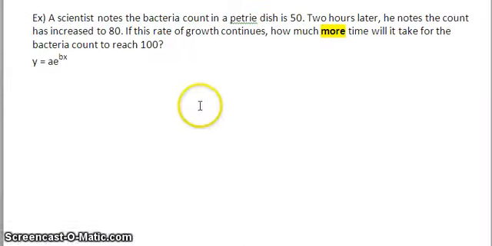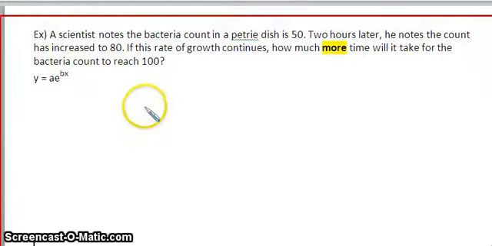Alright, so we have a scientist who notes that the bacteria count in a petri dish is 50. 2 hours later he notices that the count has increased to 80. So we're going from 50 to 80, so we know that this is growth. And we're going to use this equation because it's exponential growth. We start off with 50 and we end with 80. So our initial will be 50, our ending will be 80. And that happened in a matter of 2 hours.